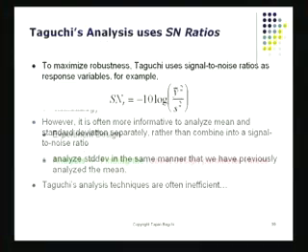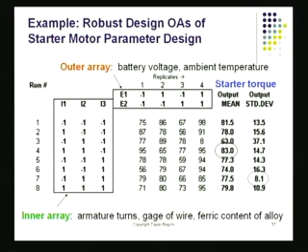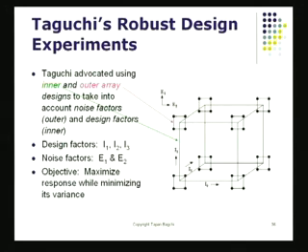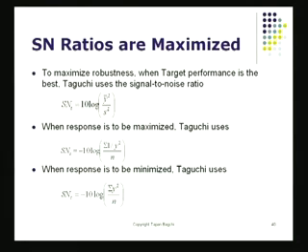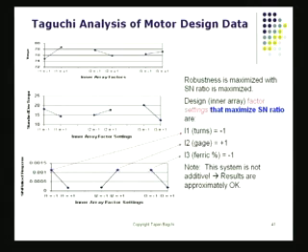So if you had an experiment like this, or like this, you take the data, you convert that into signal to noise ratios using one of these formulas. And that could then be plotted. Here we have the plot, first of all, of the average torque, then the standard deviation of the torque, and then of course the signal to noise ratio. Taguchi's idea was, if you maximize signal to noise ratio, you're getting maximum robustness. He said if you're maximizing signal to noise ratio, you're maximizing robustness.